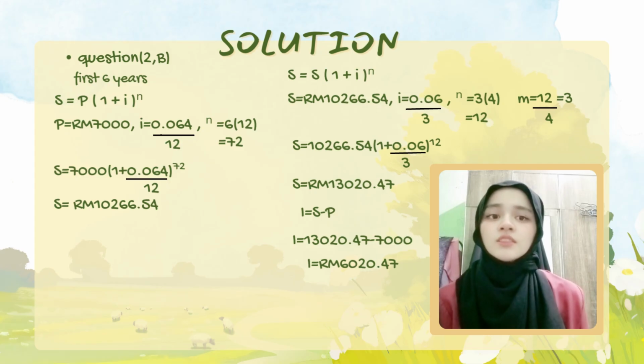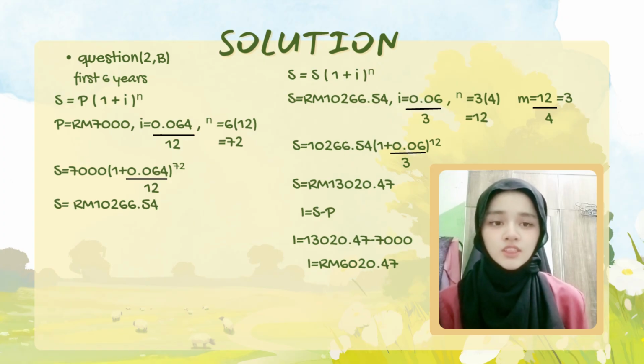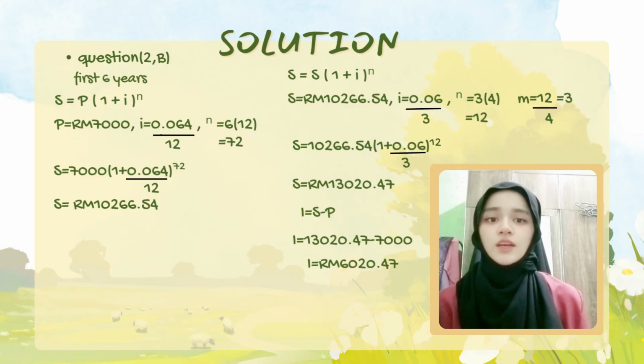Step 3. This is the maturity value. To get the total interest earned, I subtract the original 7,000 ringgit. So 13,020 ringgit and 47 cents minus 7,000 equals 5,717 ringgit and 36 cents. So the maturity value is 12,717 ringgit and 36 cents. And the total interest earned is 6,020 ringgit and 47 cents.